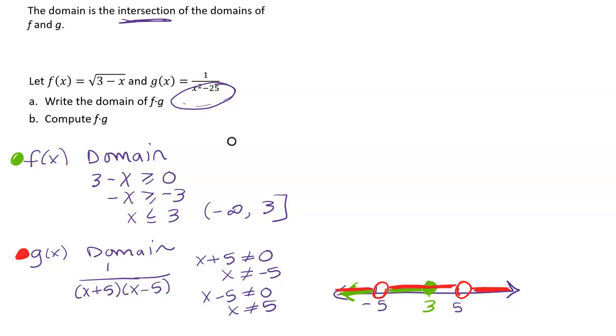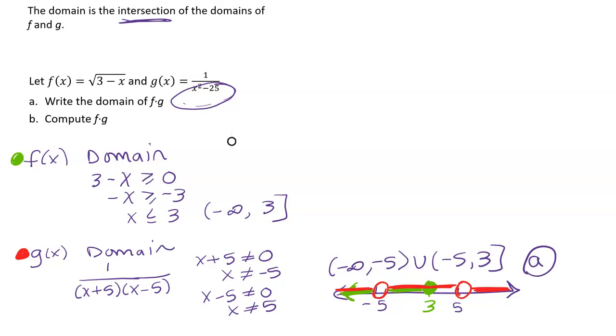Okay, so if you think about your overlap between the two function domains, you're going to have negative infinity to negative 5 parenthesis, union negative 5 to 3 bracket. And this is your domain for the product of f and g. So this is the answer to part A.